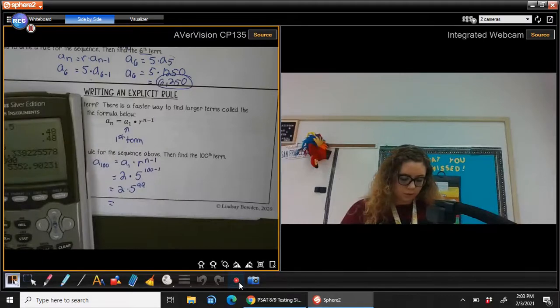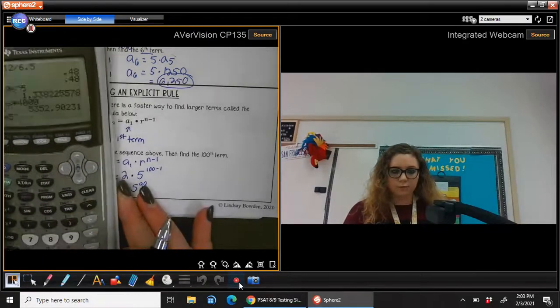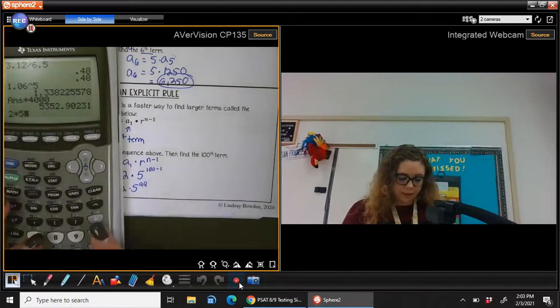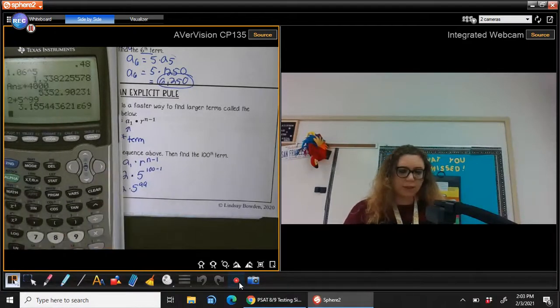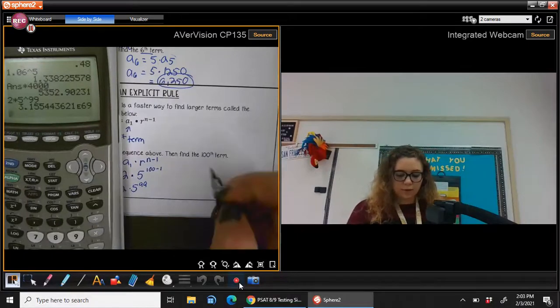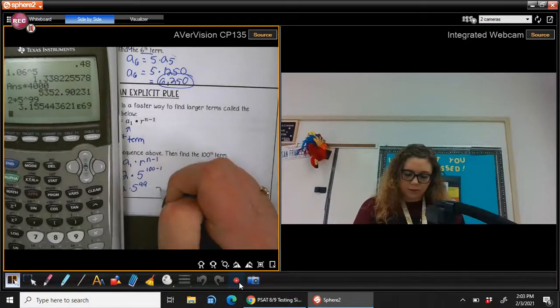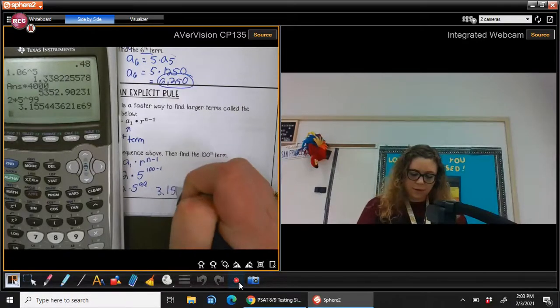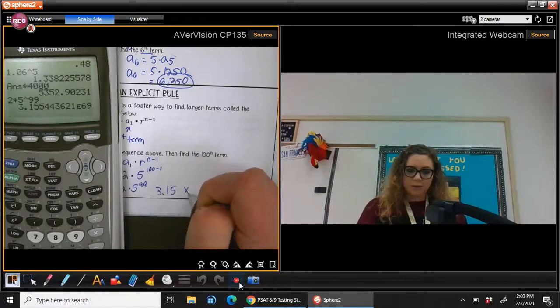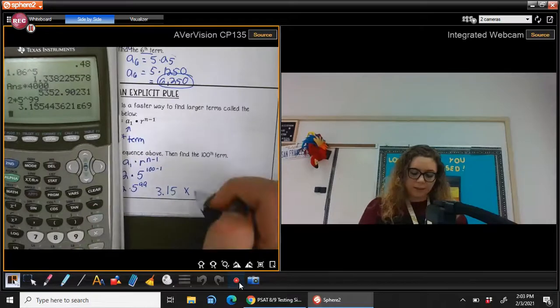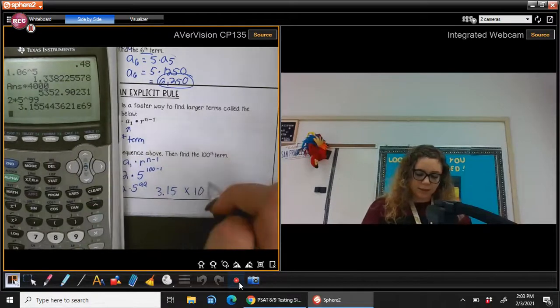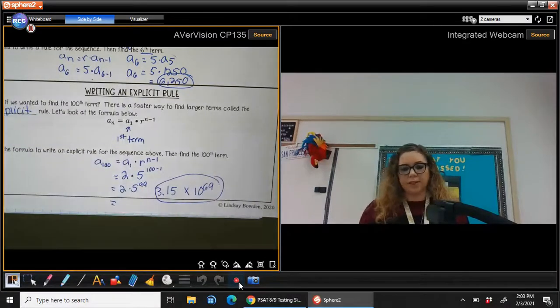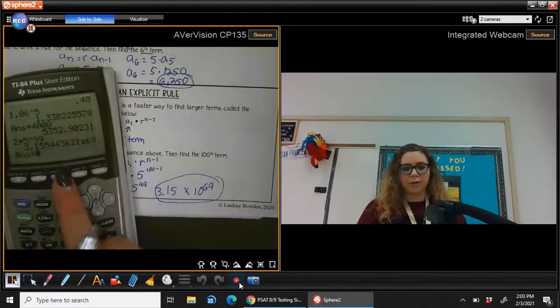So you do 2 times 5 raised to the 99th power, and you can get something that looks like this. So you're going to round, okay, to the hundredths place, 3.15, and then times, you see that E? That means times 10 raised to the 69th. Big number. That's in scientific notation. But that's how you would convert back and forth.